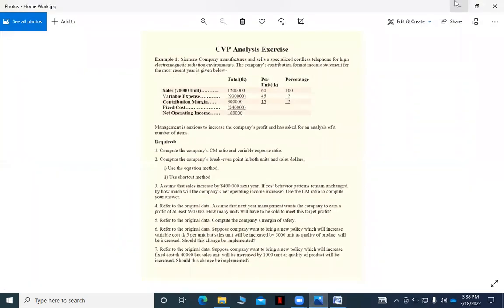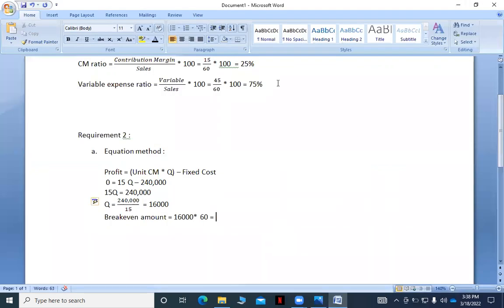60 is the sale value. How much is it here? Sir, 9,60,000 taka. 9,60,000. So that's our equation method. Hopefully it is clear, right?